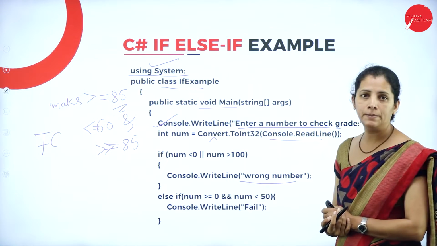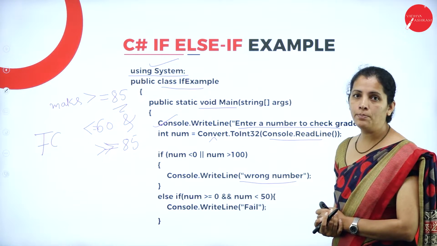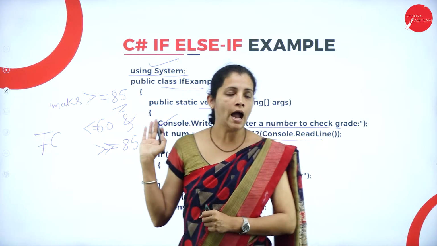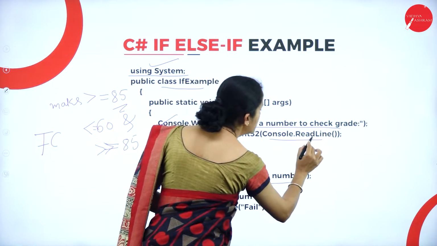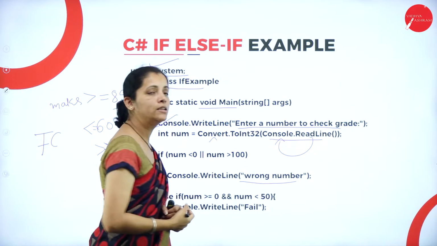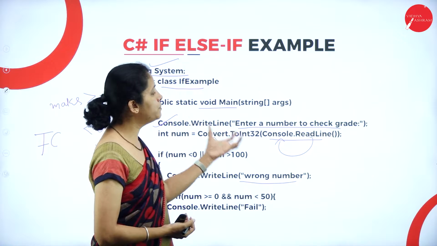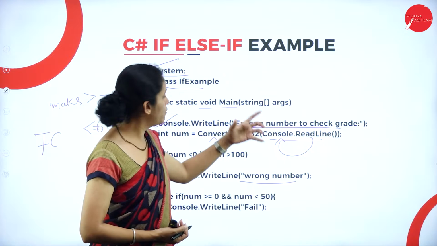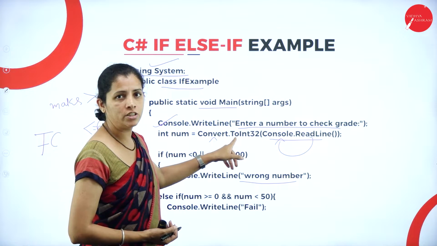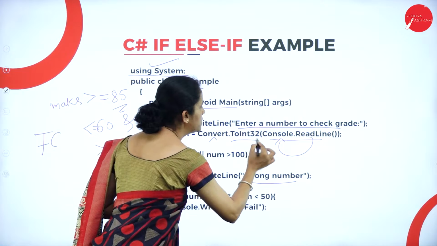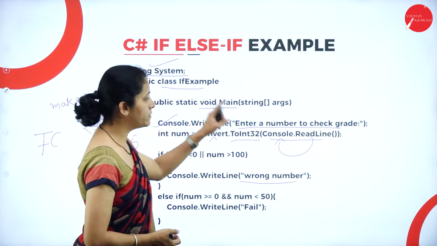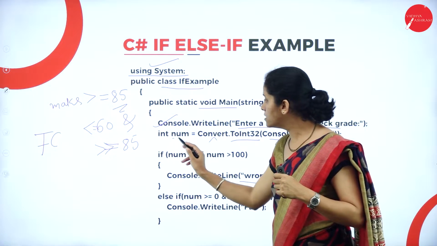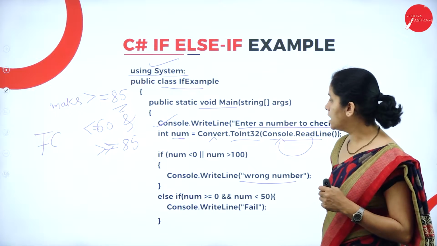My next line here is, I want to display the message to the user to enter a number. Now, to read the input from the keyboard, I'm going to have the ReadLine method. And this method is present under the class called Console. Whatever input I read is in the form of a string, and I want to convert that into an integer. So I'm going to use this method. So whatever input I read is converted into an integer, of integer data type.